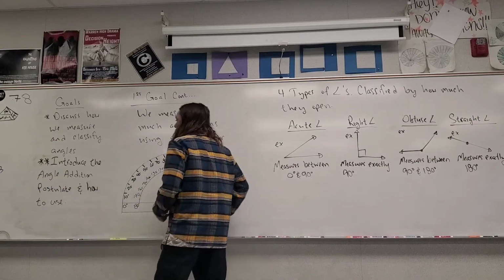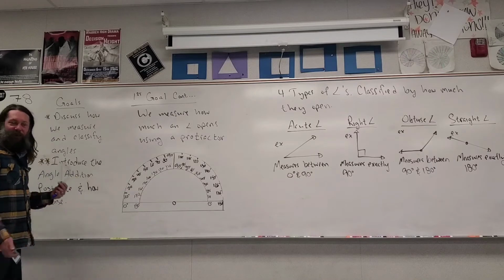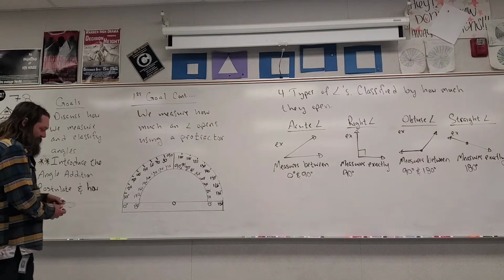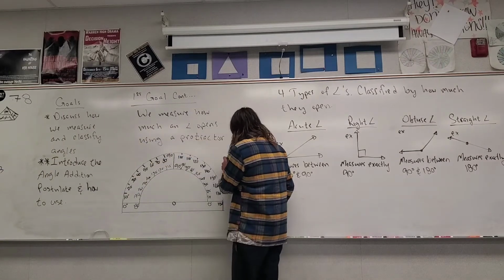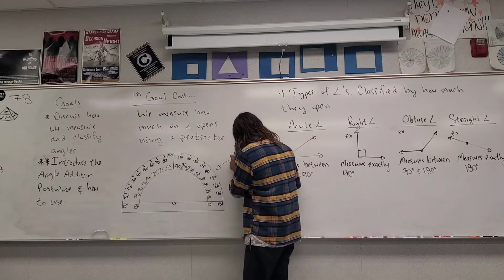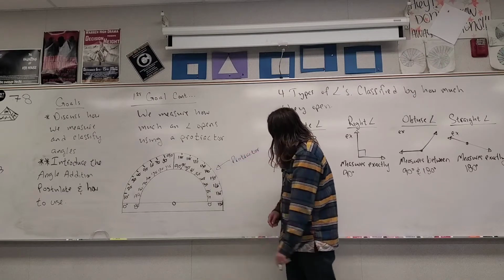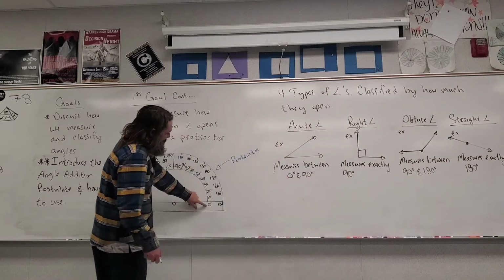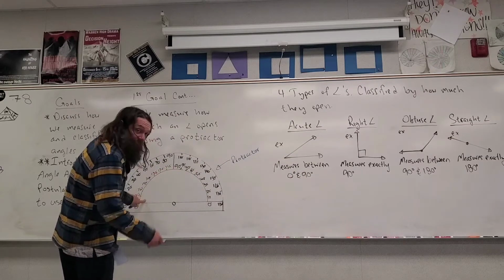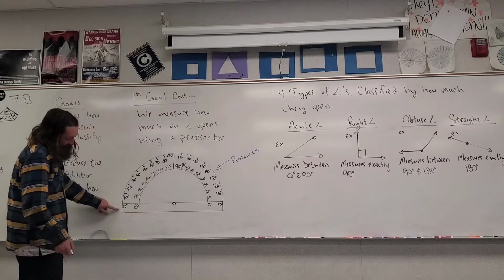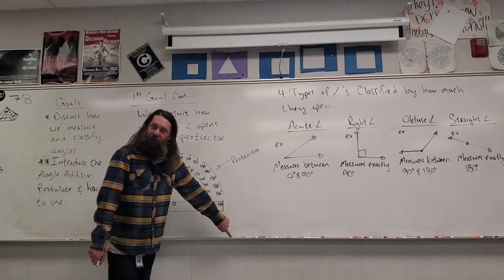So this is my attempt to draw a protractor. I think I did well for me. The way a protractor works is you set it on top of the angle. Now notice there are two sets of numbers: an interior set that starts at 0 and goes to 180 degrees, and an exterior set that starts with 0 over here and also goes to 180 degrees.